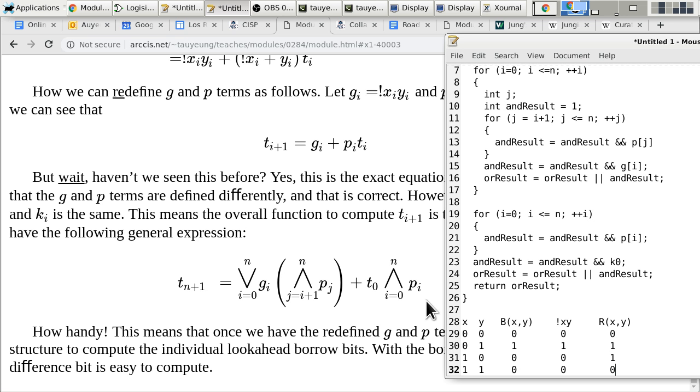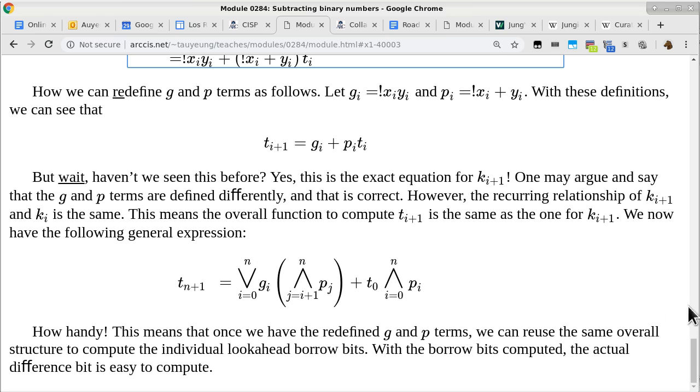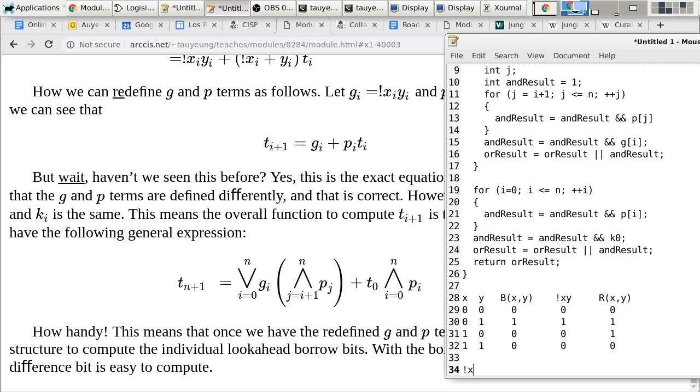So we say 0 minus 0 does not need to borrow. 0 minus 1 needs to borrow. 1 minus 0 does not need to borrow. 1 minus 1 does not need to borrow. That's why we have 0, 1, 0, 0 in the borrow bit column. This row is computed. It is the negation of x and y. We are negating only x and then ANDing it with y. Let me make it more clear. So negation x, y is basically negating x and then and-ing with y.